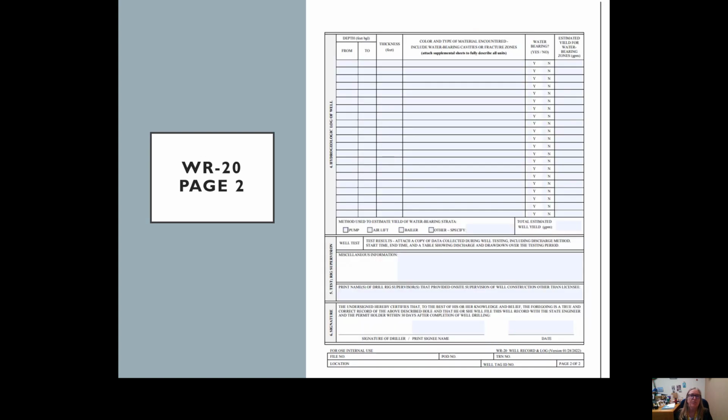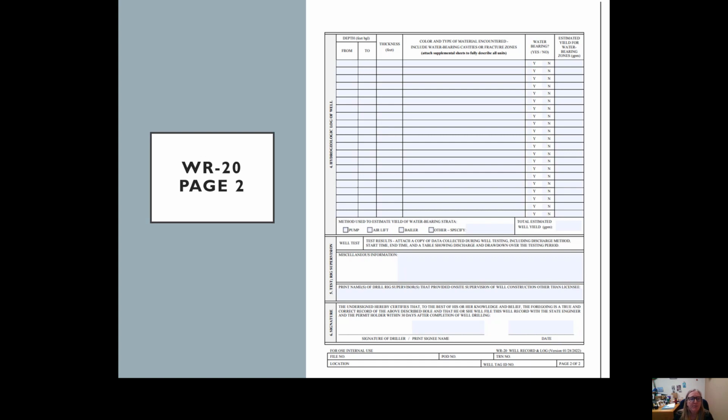Page 2 gets into the color and type of material encountered. This is the subsurface information and the hydrogeologic information. We ask that the well driller mark whether the strata that they have drilled through is water bearing or not, and to estimate the yield of the water bearing zone as the driller is drilling through it.